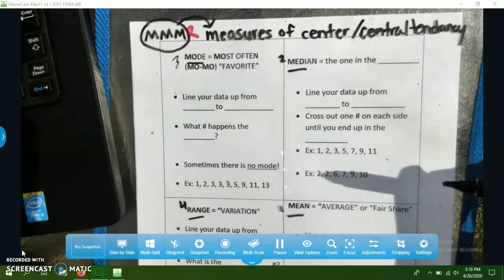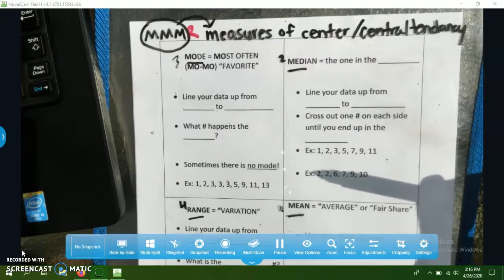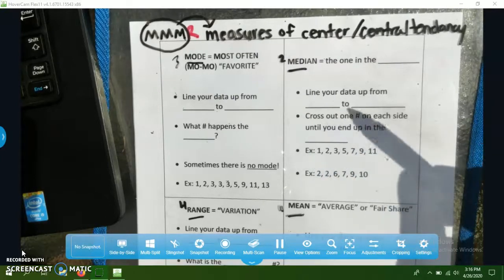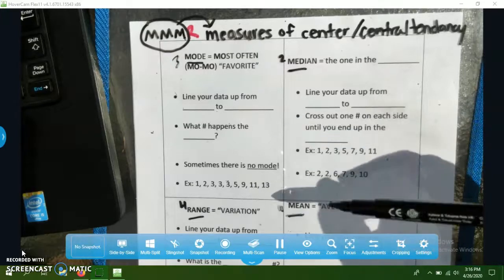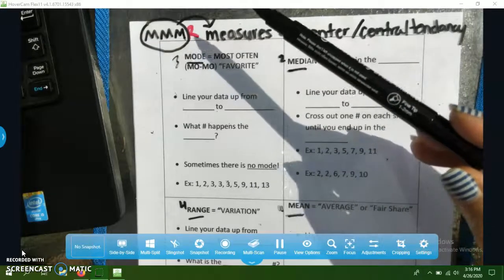Sometimes our data can come off of a chart or a graph or a line plot or a stem and leaf plot. But no matter what your given set of data is, you're going to want to be able to calculate mean, median, mode, and range. Oftentimes I write it MMR.